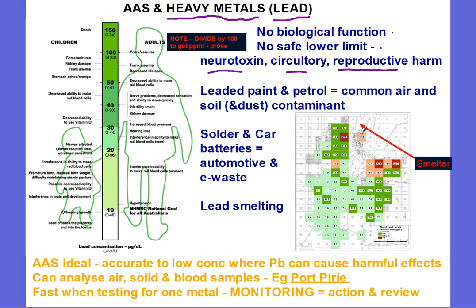The main sources these days, particularly seeing that leaded paint and leaded petrol are being banned, you still find it in solder and you still find it in car batteries. So a lot of it's in automotive and e-waste, so therefore it can be leached from rubbish tips. It's also a major contributor to the atmosphere by lead smelting.